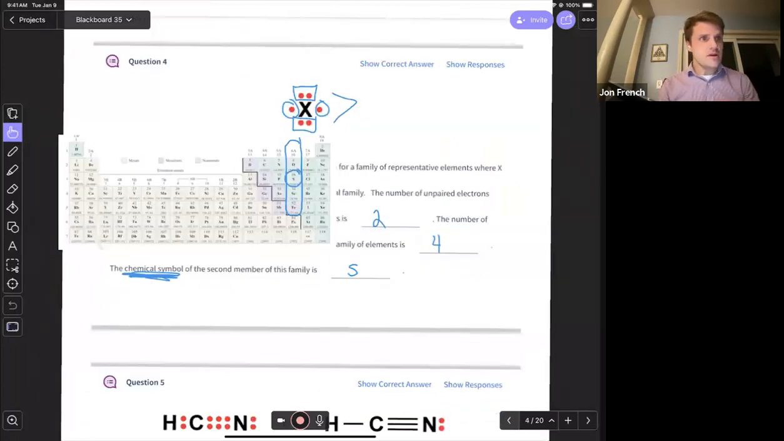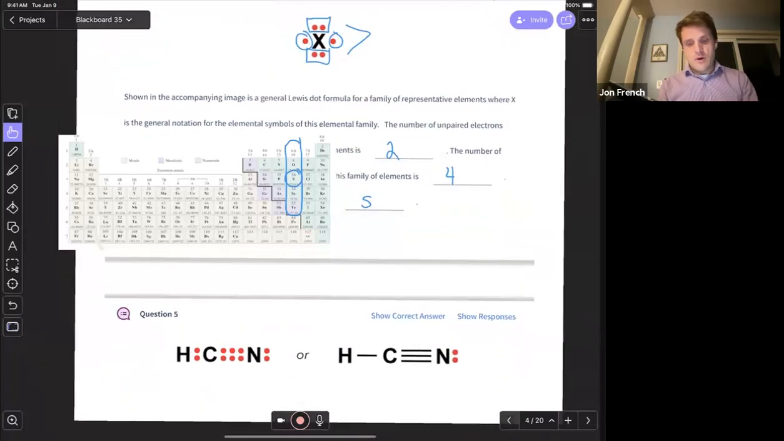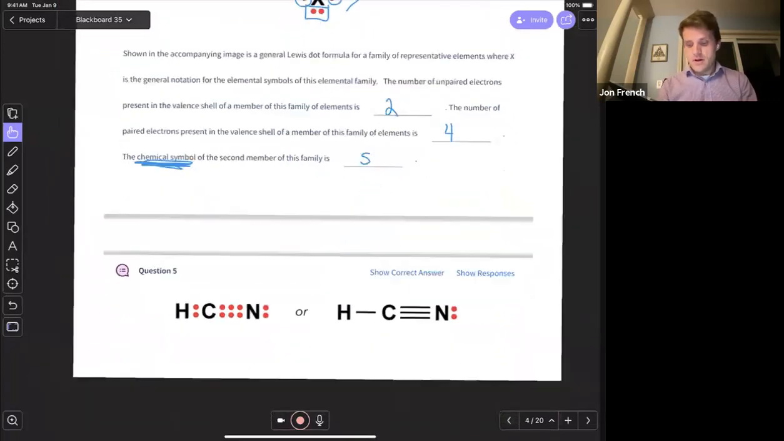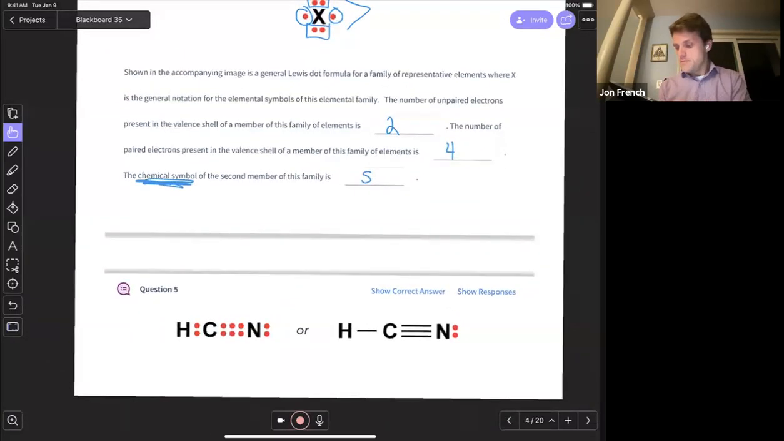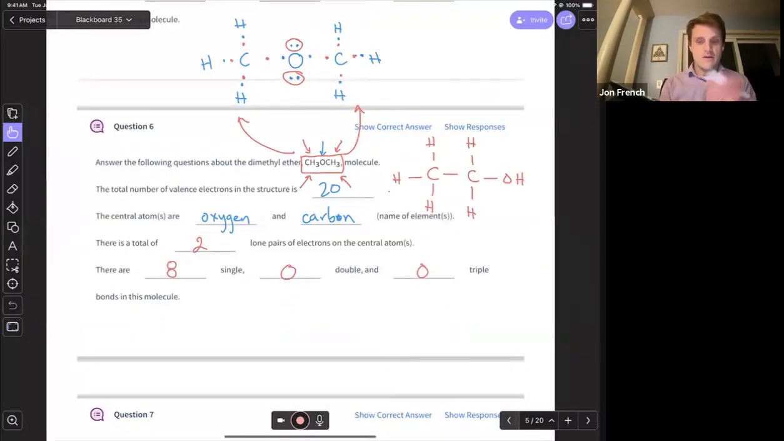Question 5 came up, real quick. We want to draw as shown. If we don't have more information to go off of, if we just had the formula, you could come up with the ether here, or you could come up with the alcohol here. All these questions would still have the same answers, because we still have the same number of electrons, the same number of single bonds.